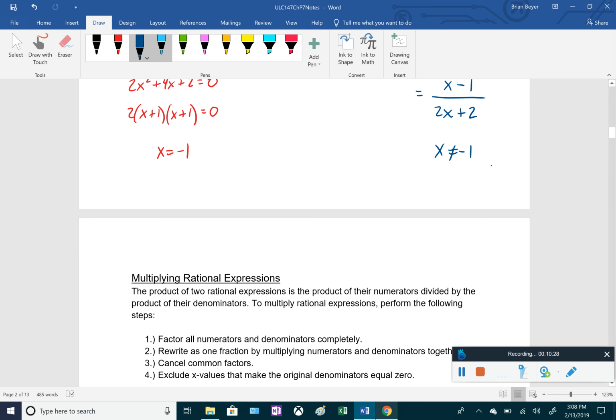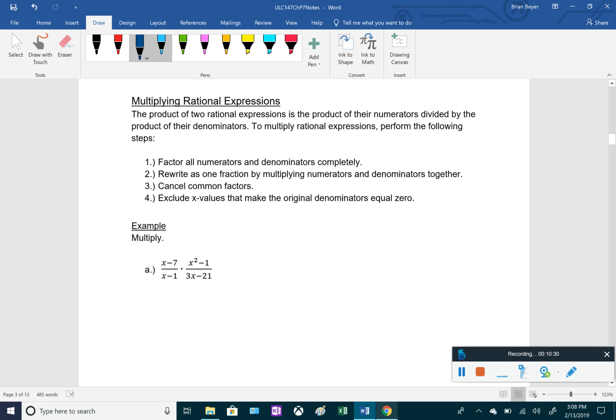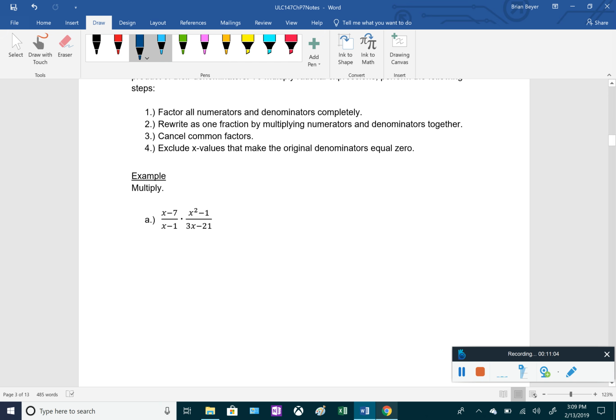Okay, and for the next thing here, we're doing multiplying rational expressions. It's essentially just multiplying fractions, but with variables in it. So the product of two rational expressions is going to be the product of their numerators divided by the product of their denominators. To do this, we can perform the following steps. We're going to factor all numerators and denominators completely, rewrite it as one fraction by multiplying numerators and denominators, cancel common factors, and then exclude those x values that make the original denominator 0.